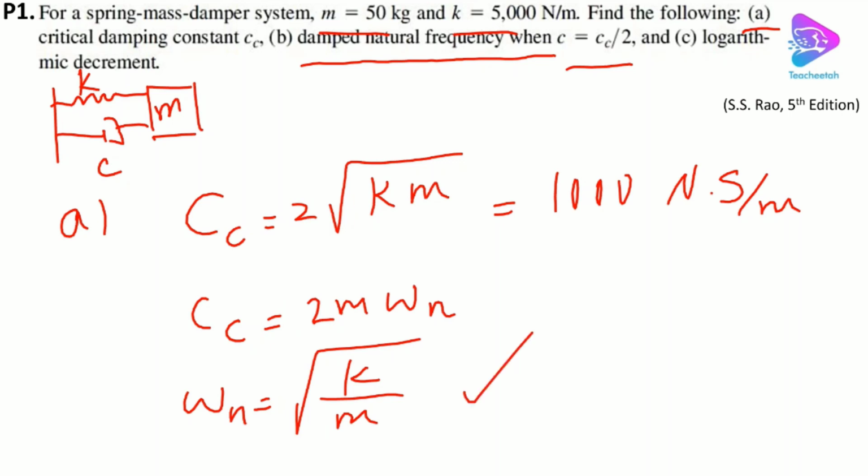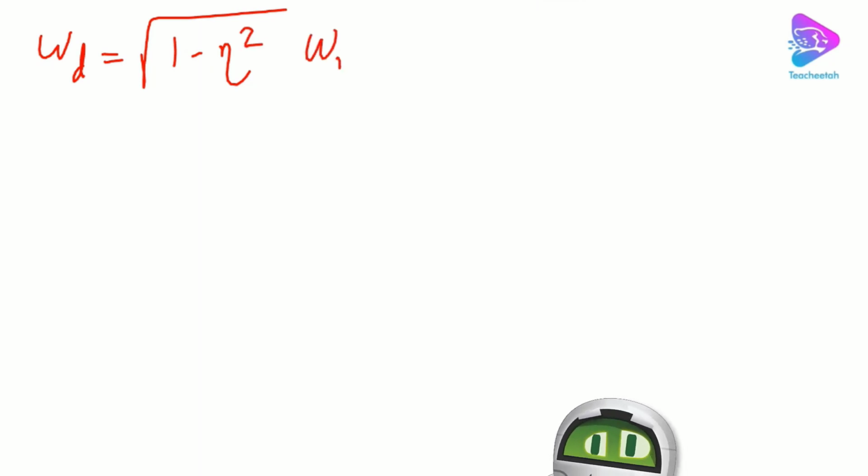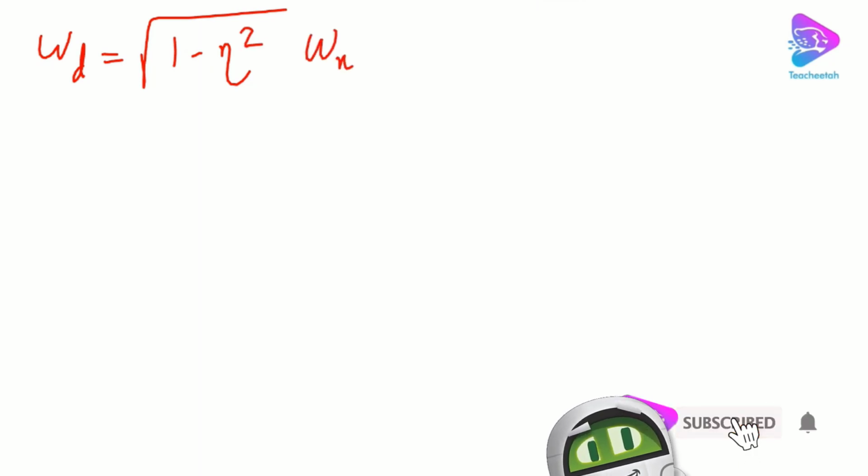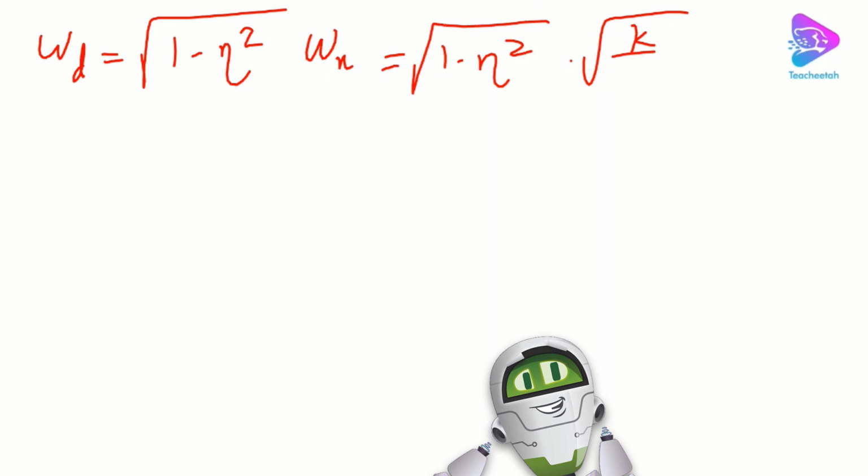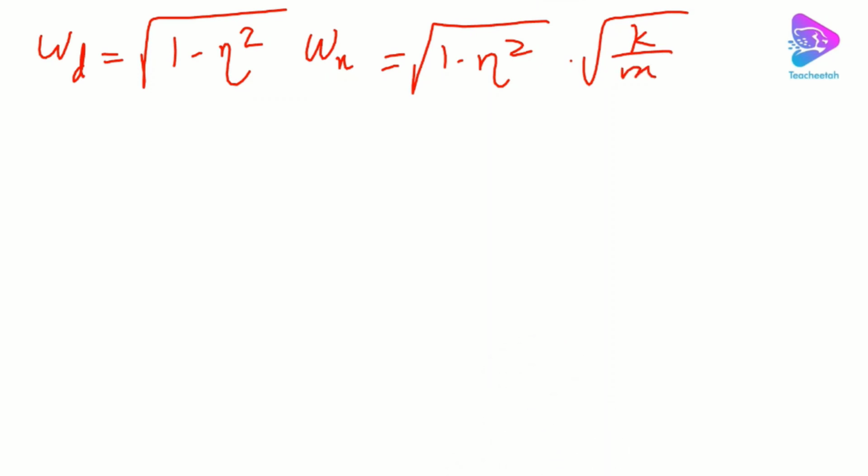Pretty simple, right? So let's do the second part, which is looking for the damped natural frequency. What is the damped natural frequency? The damped natural frequency is omega d, and I will show you what it means, which is equal to square root of 1 minus zeta squared times omega n, and it is equal to square root of 1 minus zeta squared times square root of K over M. So what is zeta for this case?